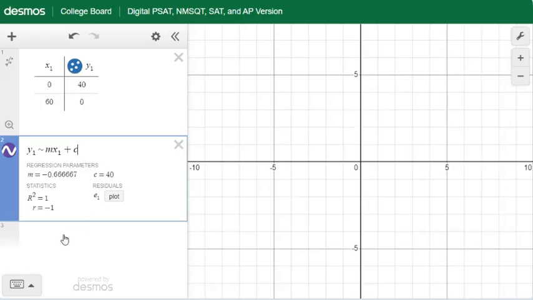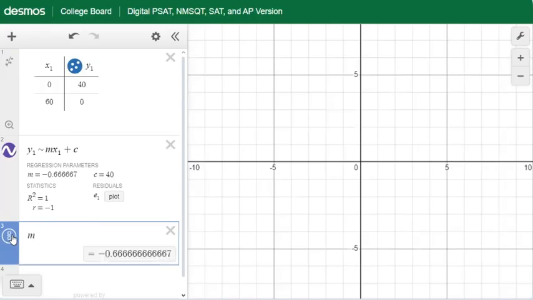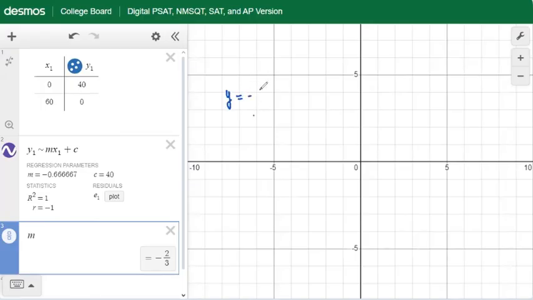If you want to know the value of m, you just need to write m over here and click over this hover button. It will give you negative 2 by 3, which is further clear. And if I just need to write the equation now, I can write that y is equivalent to negative 2 by 3x plus 40. That will be my equation.